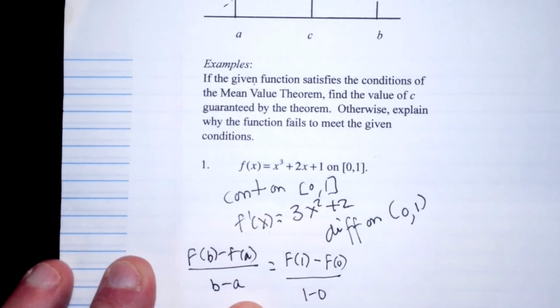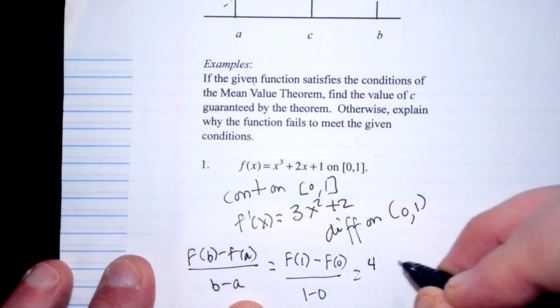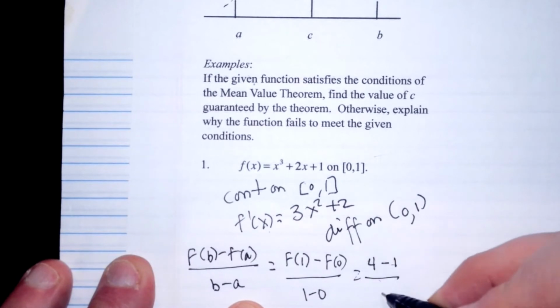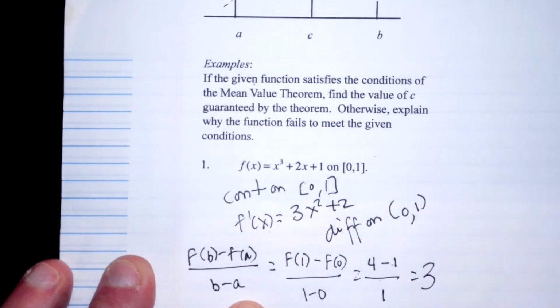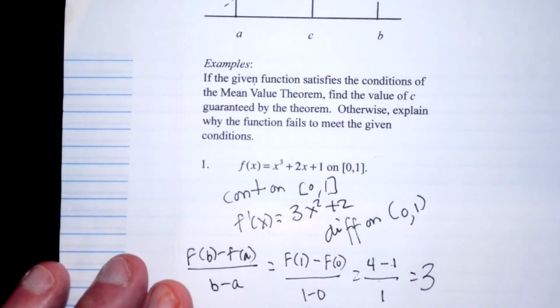f of 1 looks like it is 1 plus 2 is 3 plus 1 is 4, and f of 0 is 1, and then that's 1, so it looks like it's 3. So the slope of the secant line is 3. So according to the mean value theorem, there's some place where the slope of the tangent line is also 3.